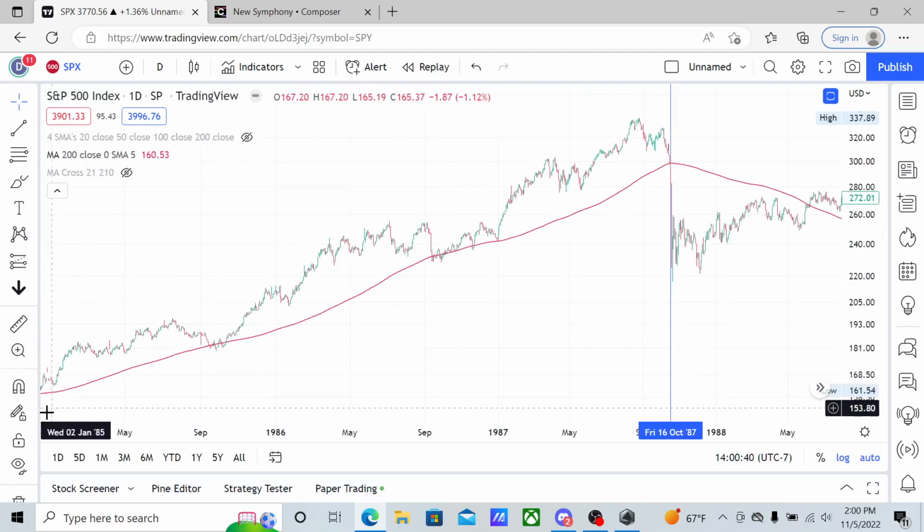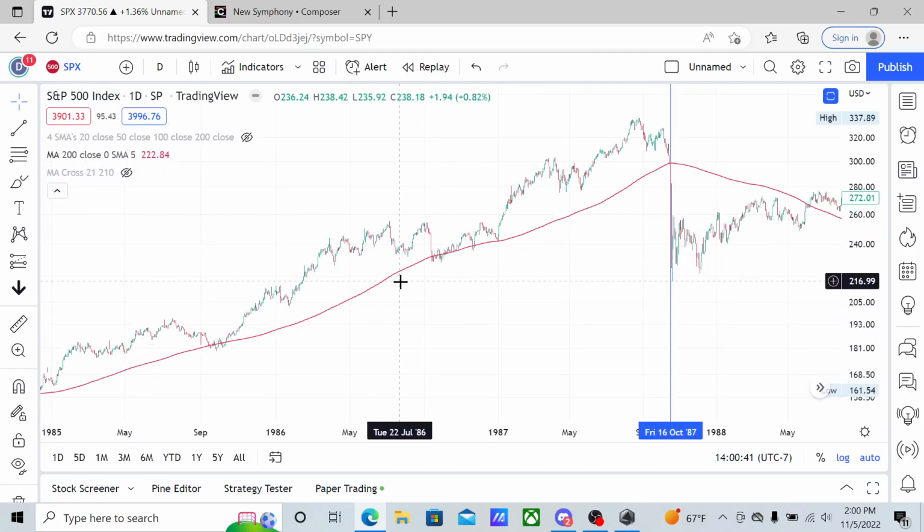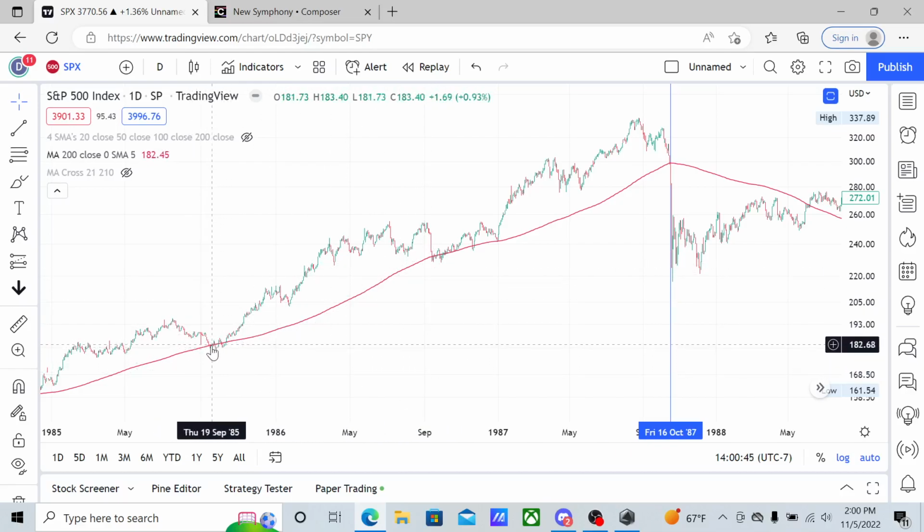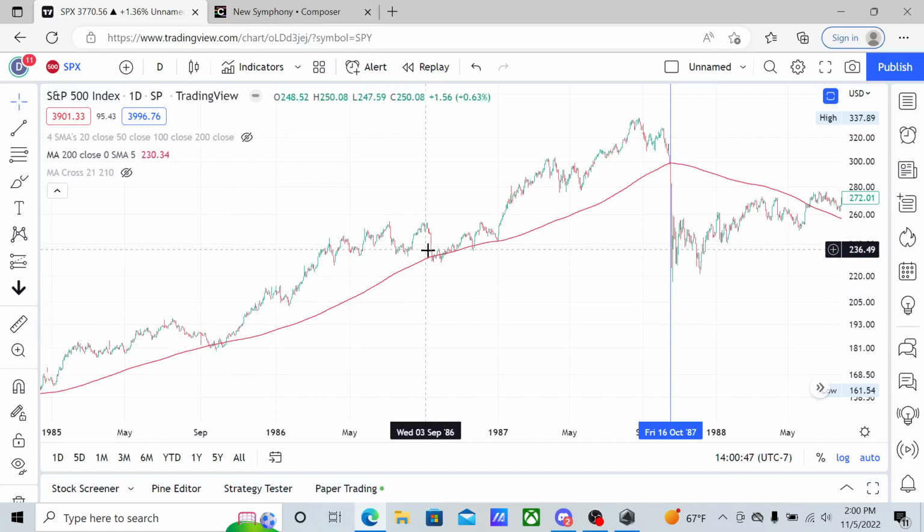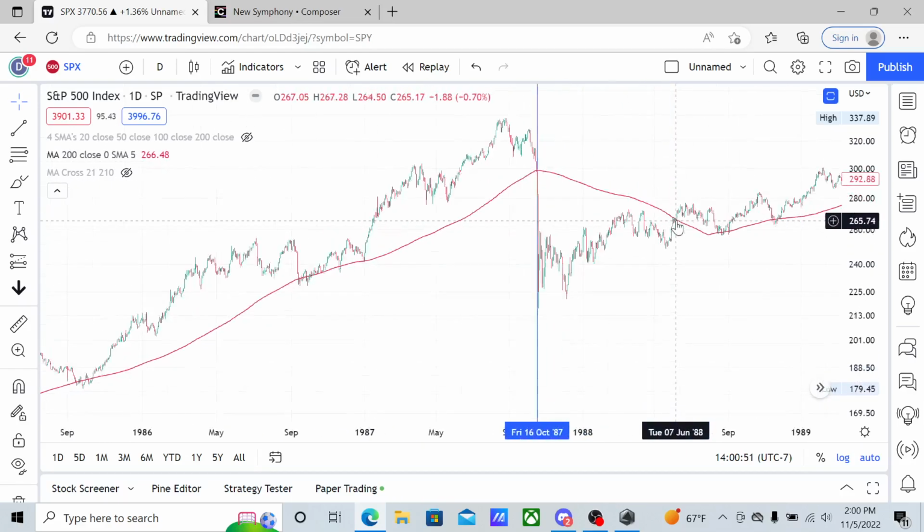But looking at the macro trend, it is nice knowing that the S&P 500 respects that 200-day moving average. You can see it there, bounced off, continue up, bounced off here, continue upward, and then dropped.